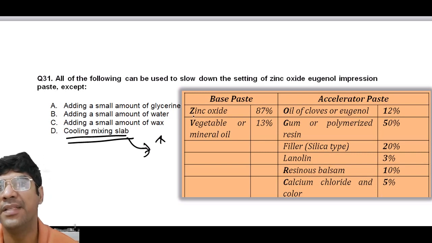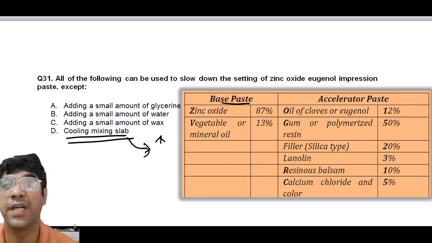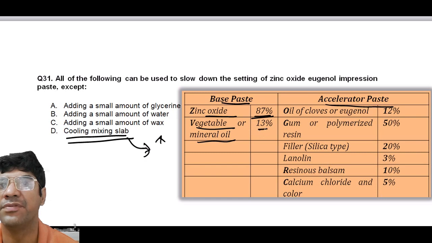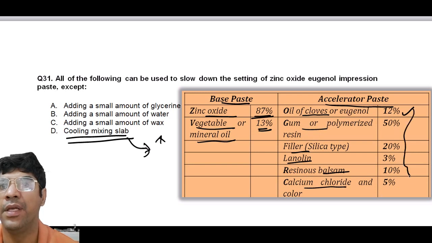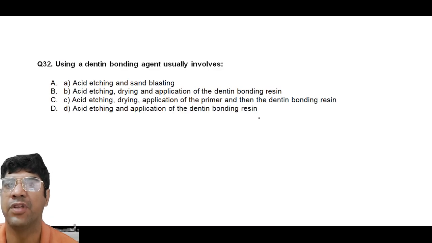Various components of zinc oxide eugenol impression paste you should know. It has a base paste and an accelerator paste. The base paste consists of zinc oxide, that is 87%, and mineral oils 13%. It has oil of clove, gums, filler, lanolin, balsam, and calcium chloride. So these are the components of the accelerator paste and the base paste.